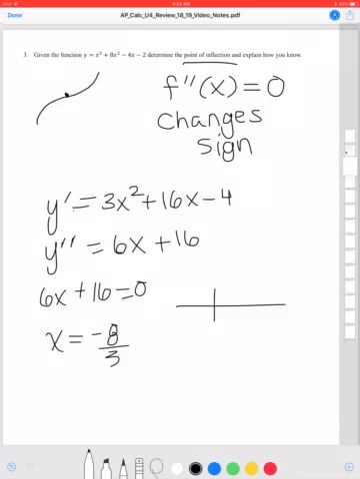Okay. So now let's do our little sign chart. All right, we know at negative 8/3 the second derivative is 0. And we want to look before negative 8/3, and after negative 8/3.